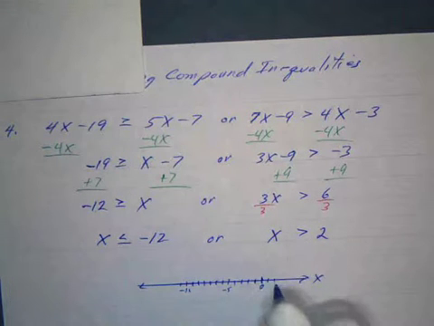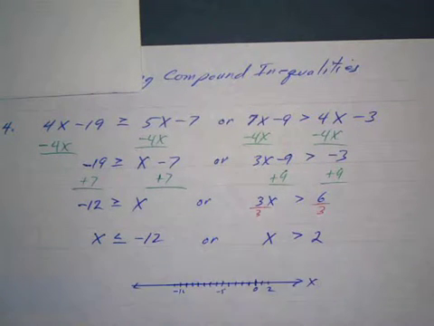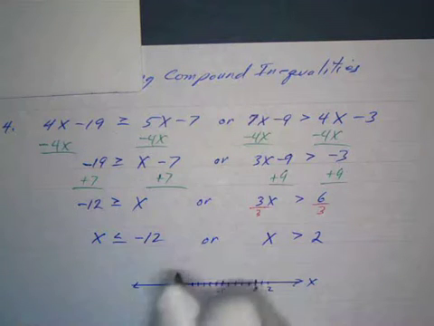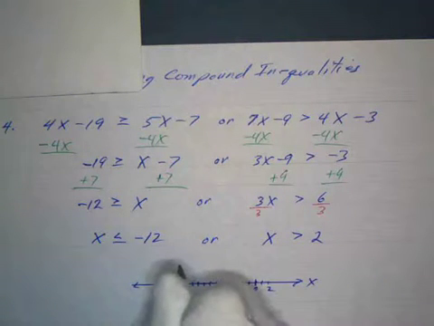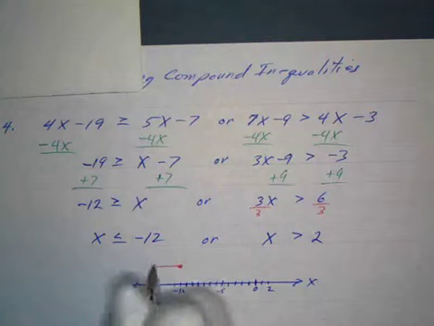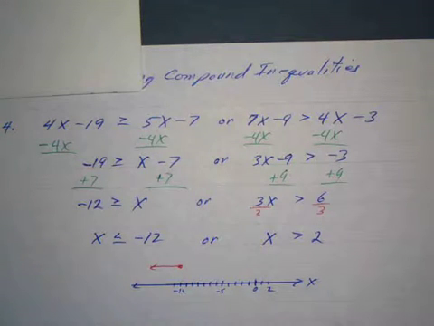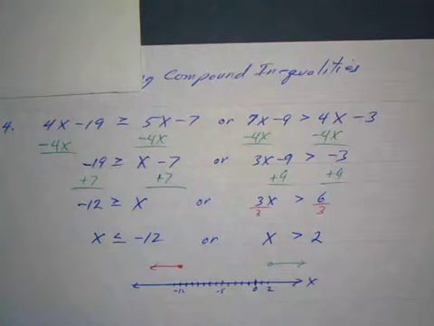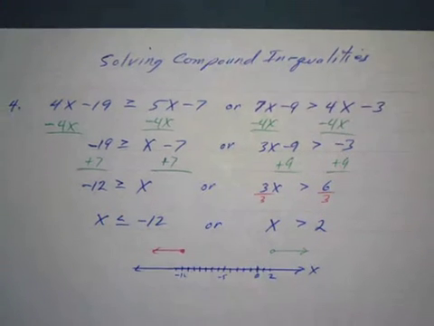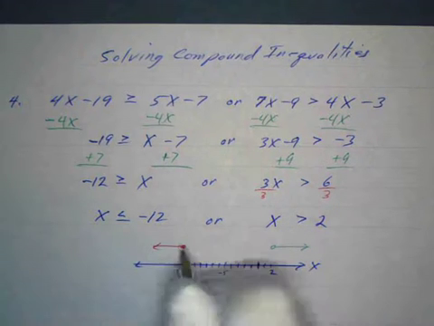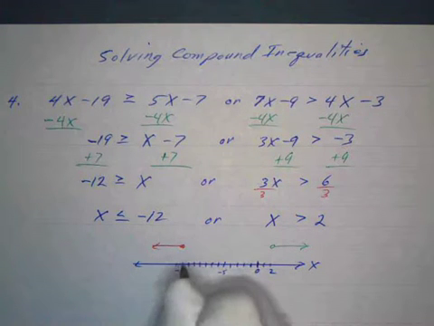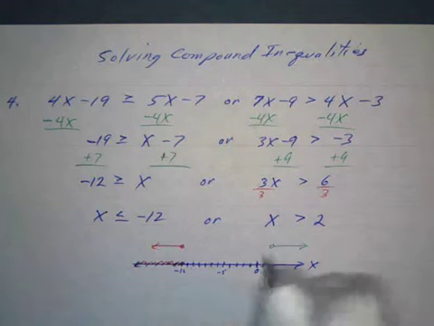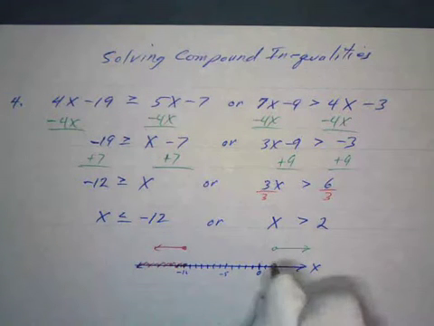And then 1, 2. And then all the numbers that are less than or equal to negative 12 would be these up here, and a dot. And all the numbers that are greater than 2, a circle, like that. And where I have one or the other, that's what I fill in. So it's just going to be a dot at negative 12 and to the left, and a circle at 2 and to the right.